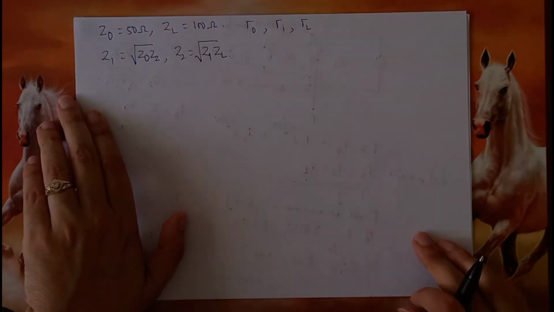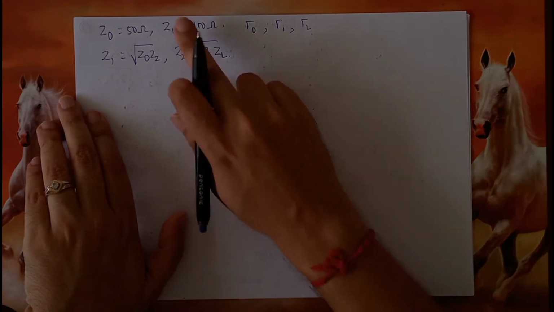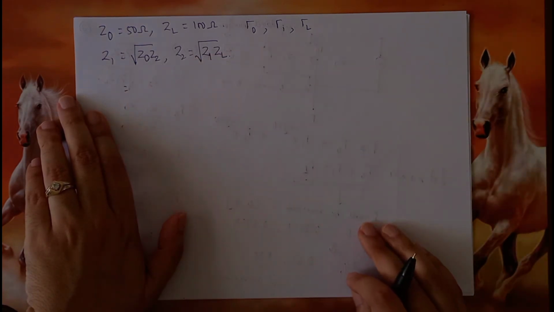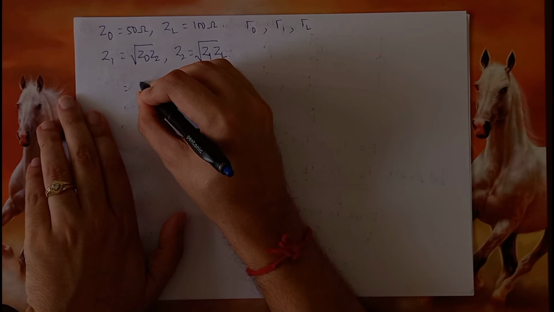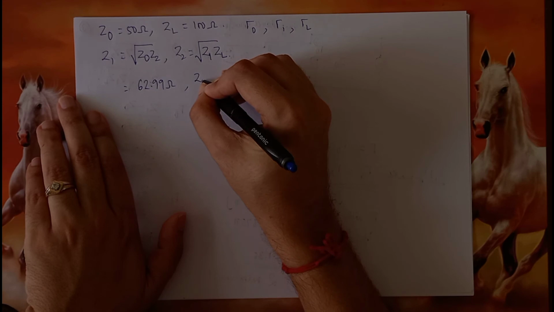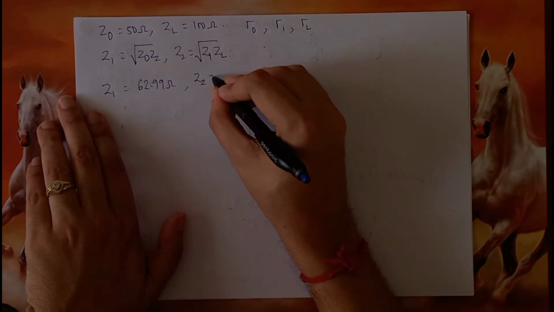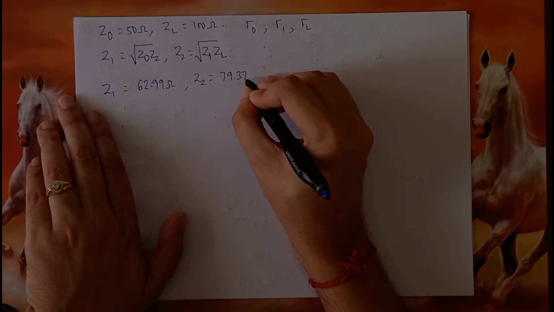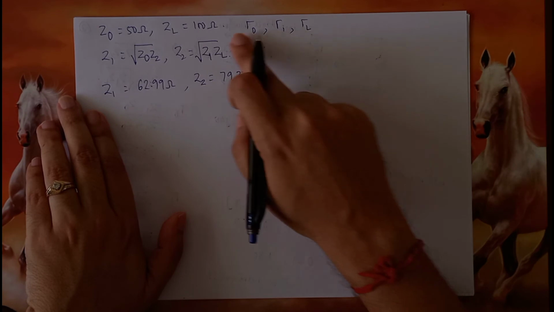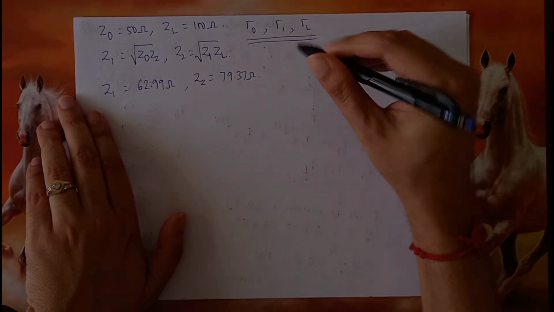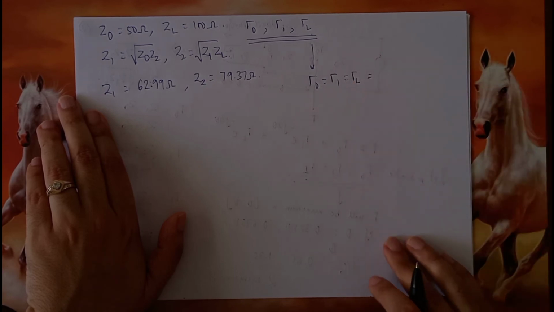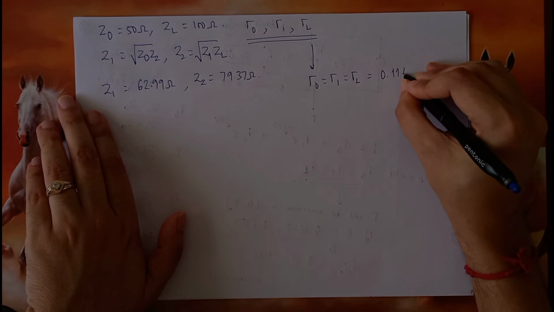So you can take out your calculators and solve for Z1 and Z2. I have already solved for them. So we get Z1 is 62.99 ohms, almost 63 ohms, and Z2 is 79.37 ohms. So using this Z2, Z1, Z0 and ZL, you can easily find out what are these three values. You will again see that they are all the same, and that is equal to 0.1149.